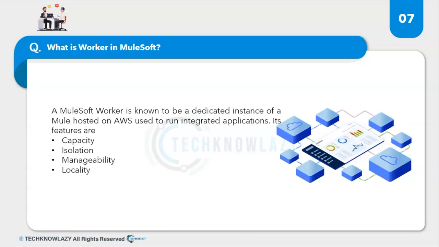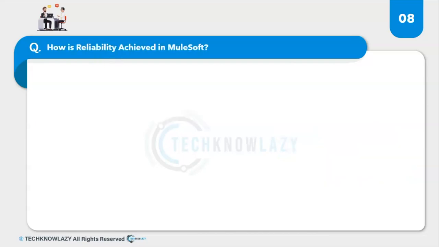That particular MuleSoft Worker has the following features. The features are capacity, isolation, manageability, and locality. All these features are data related, right? So with this, let's proceed with the next question.